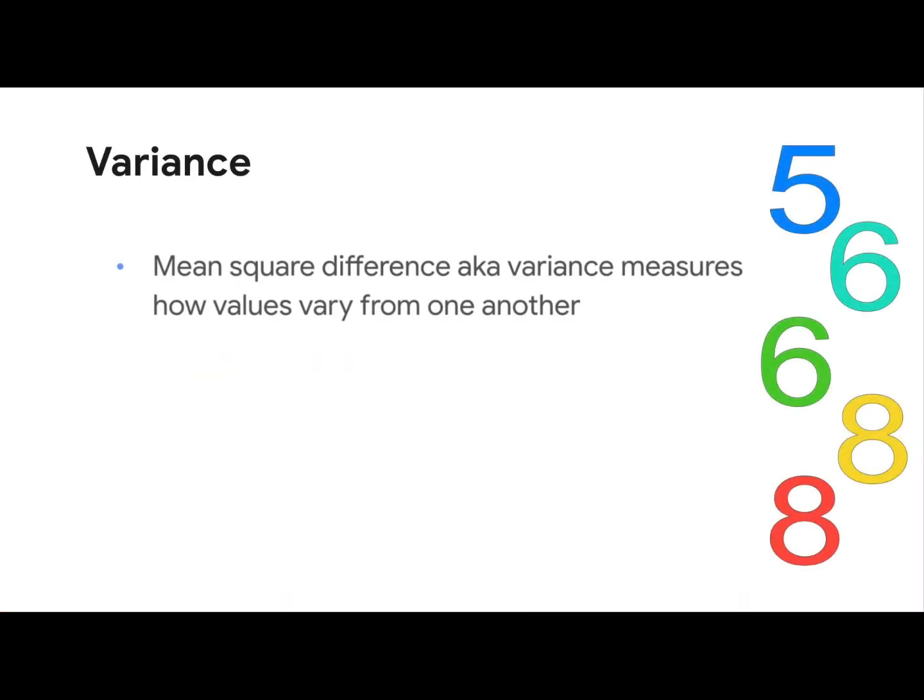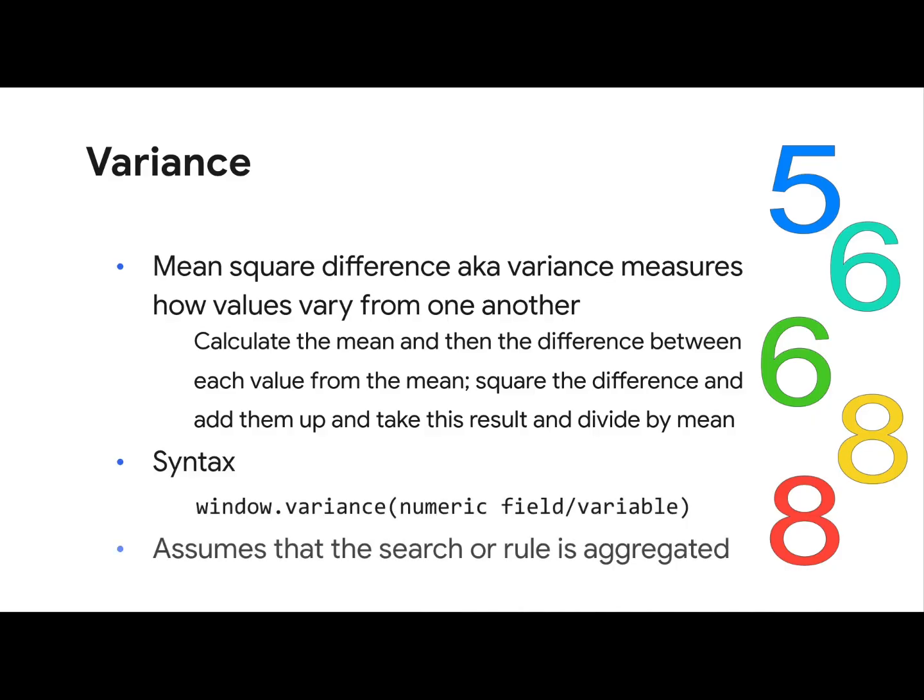Let's start with variance. You may know this by another name, which is mean square difference, and that name actually provides a few clues how we arrive at this value. Let's take the numbers on the right side of the screen and calculate the variance. First, we take the values in the dataset and calculate the mean, which is 6.6. Our next step is to calculate each value's difference from the mean and square that difference, which also helps us get rid of the negative numbers.